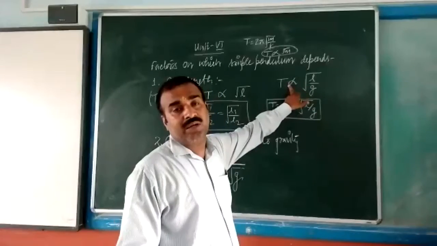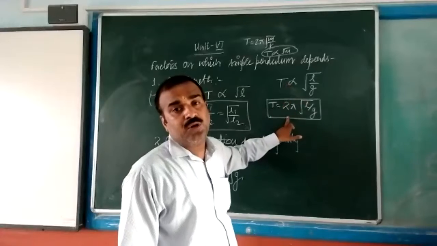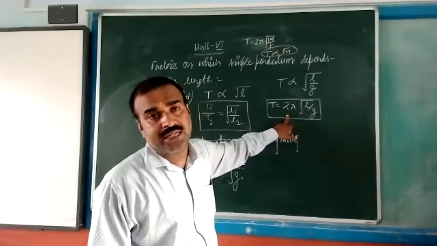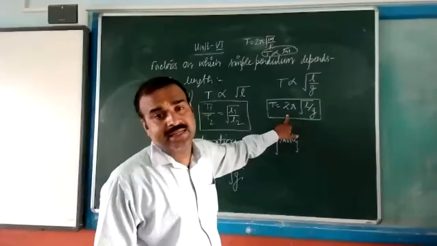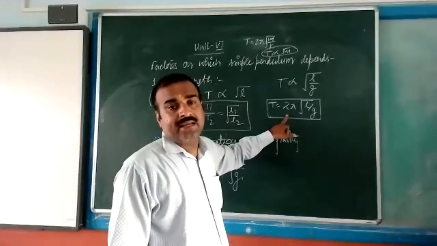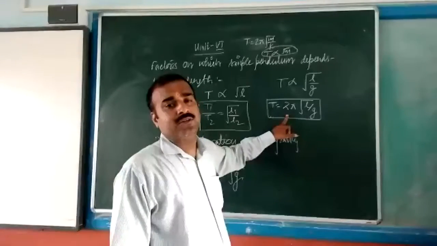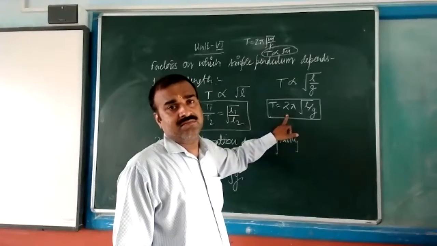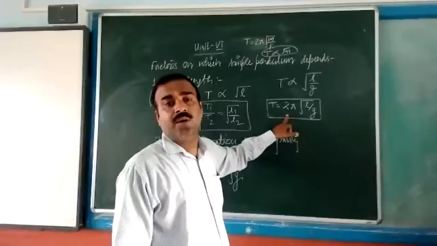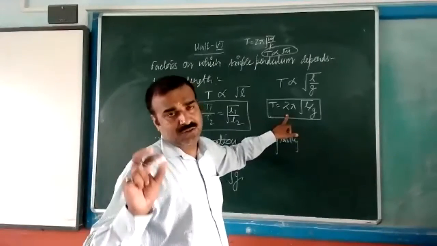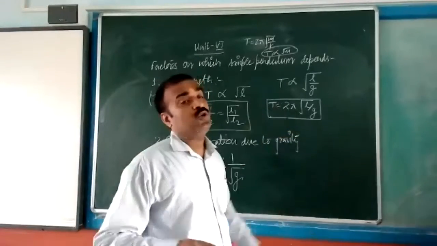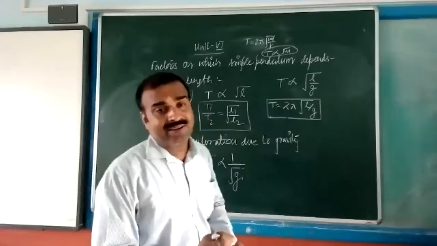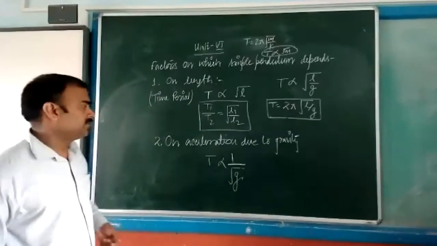Now, T equal to 2 pi under root L by G. Once we have to remove this proportional, we have to apply a proportional constant, that is T equal to 2 pi under root L by G. Okay. Don't chat in this one, Mayank. Whatever you want to ask, directly ask me. Why have I applied the 2 pi? It is not given in the book, but try to understand.